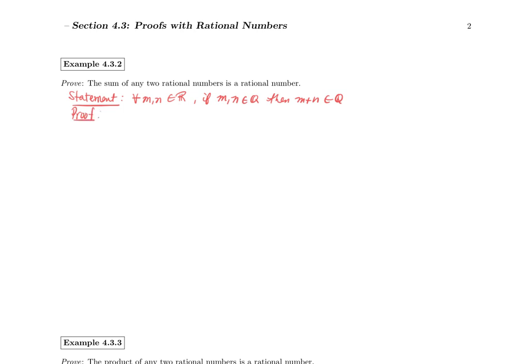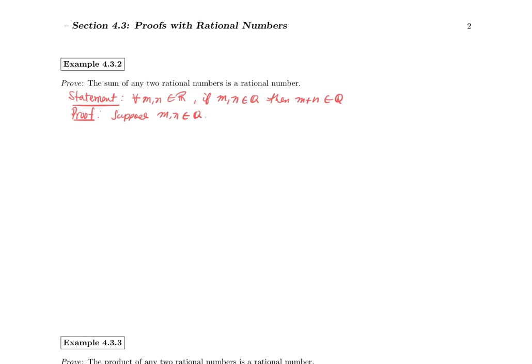So here, what will we suppose? Well, we don't have to suppose now that m and n are real numbers such that they are also rational. We can just say suppose m and n are rational numbers. We can jump right to that supposition. That's the nice thing in terms of our proof.